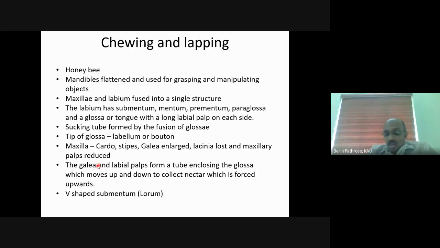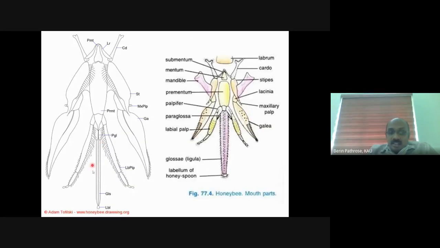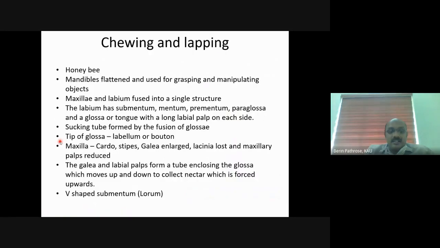Maxillary palpi is reduced. And what it will do is this tongue, this glossae, will remain inside, and it will be covered from the sides by the labial palpi and these two galeae. So the tongue will be inside. From the sides we have two labial palpi and the galea. And inside this galea and labial palpi, the tongue will be moving forward and backward to suck the nectar. The galea will be here, labial palpi will be here, both are enlarged structures. It forms a tube inside which we have the tongue-like glossae, which moves up and down to collect nectar.